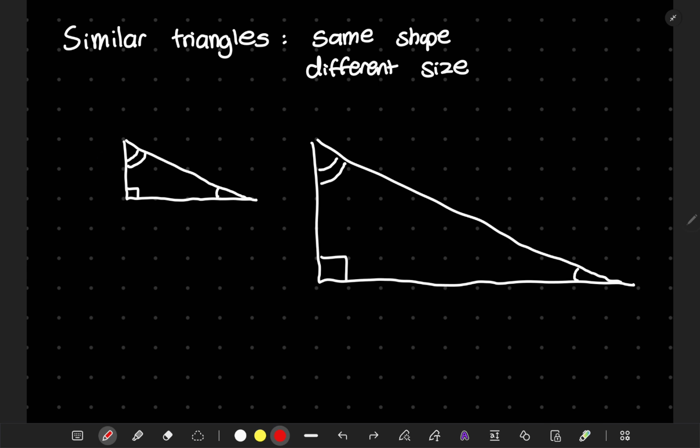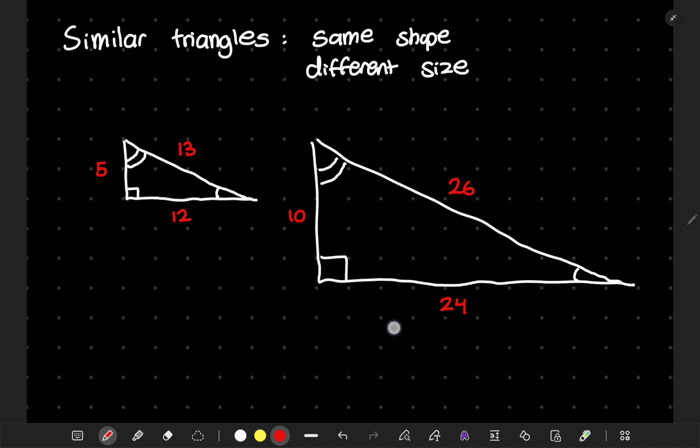So I'll give you an example. This is a famous one called the 5, 12, 13 triangle. And let's just say I doubled it in size. 10, 24, and 26. That's what it means by similar triangles. Notice that when I compare the two sides, they remain the same: 5 doubles to 10, 12 doubles to 24, and 13 doubles to 26.